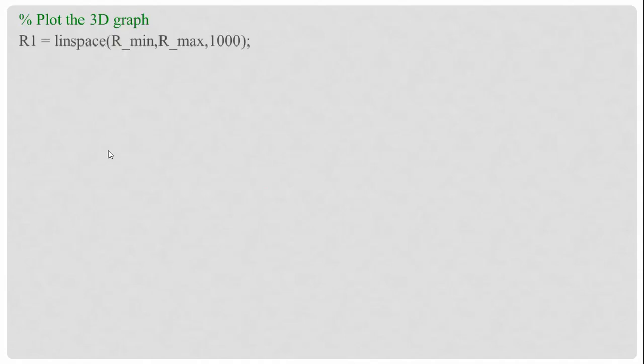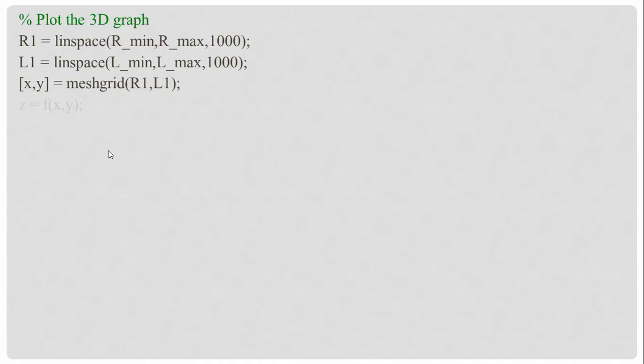The R values will be 500 to 1500, and there will be 1000 points in between. Same with respect to L. We'll be creating a mesh with the R and L values. So now Z is nothing but the Z axis. In this case, Z is the Q factor.